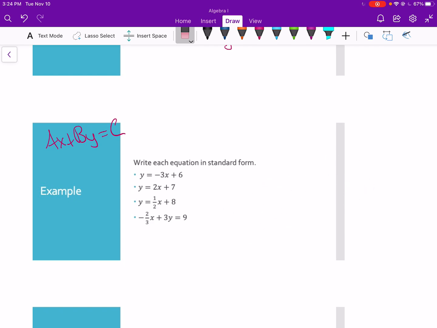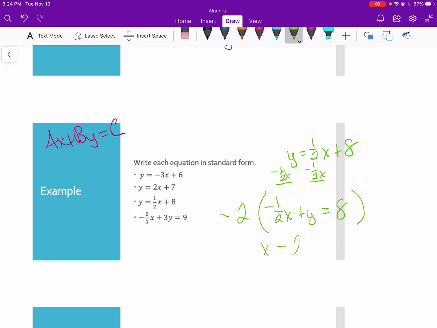All right, and last example of these ones, y equals 1/2 x plus 8. Get the x's and the y's on the same side. Negative 1/2 x plus y equals 8. Well, I see a fraction and a negative on that x, so I'm going to multiply by a negative to get rid of this negative. And then I want to get rid of the 1/2, so I'm going to multiply by 2 because it's going to cancel out this 2. When I distribute in, I get that x minus 2y equals negative 16.